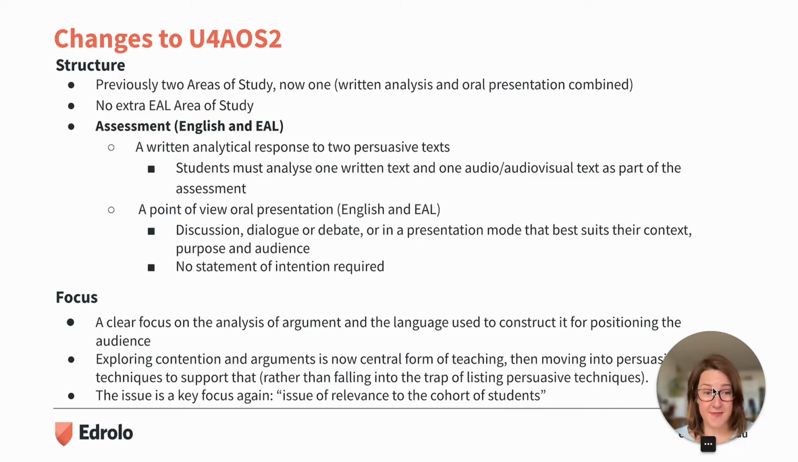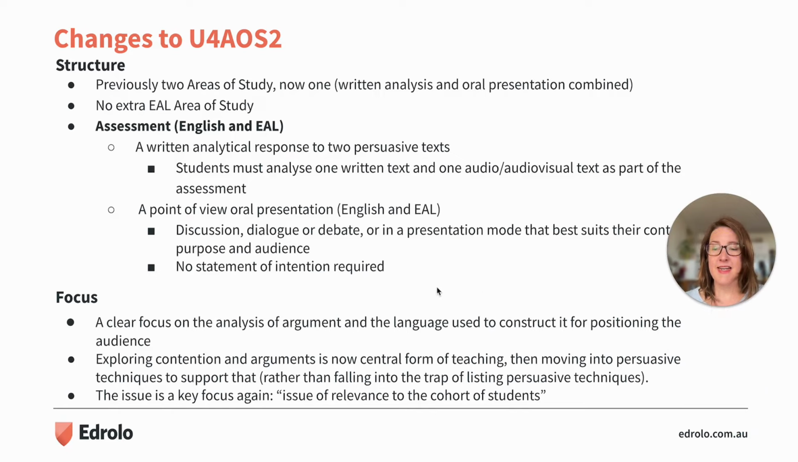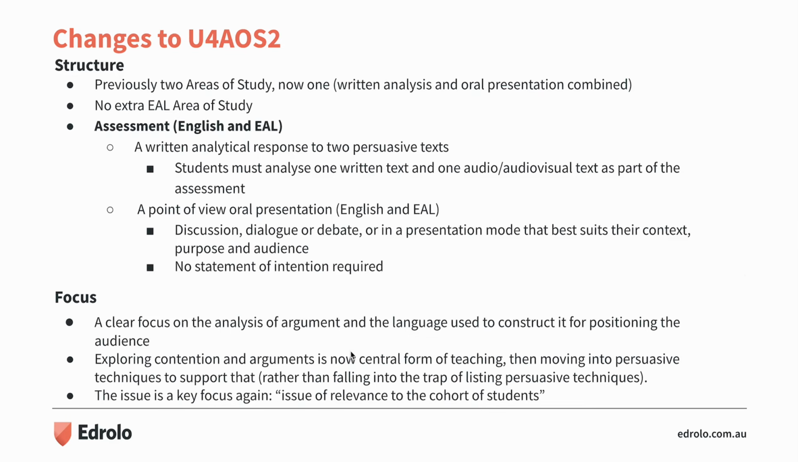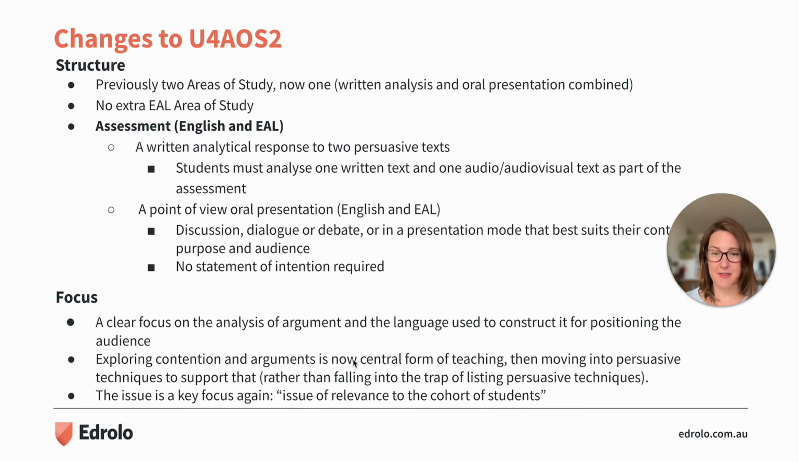So changes in focus for this area of study. There's now a clearer focus on the analysis of argument and the language used to construct it for positioning the audience. Exploring the contention and arguments is now the central form of the teaching, then moving on to the persuasive techniques to support that. So previously, I think VCA found that students would fall into the trap of listing persuasive techniques and not really get into what they were actually for. And now the actual issue that's chosen is a key focus again, and again specifies an issue of relevance to the cohort of students. So that's bringing in the student voice and agency again.